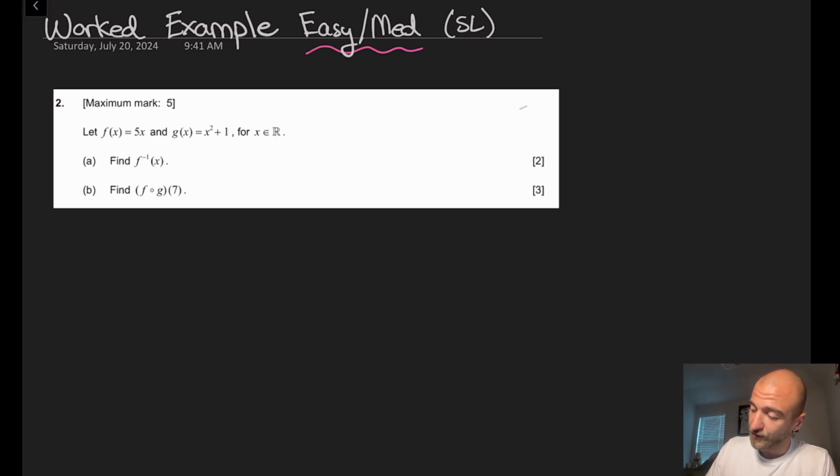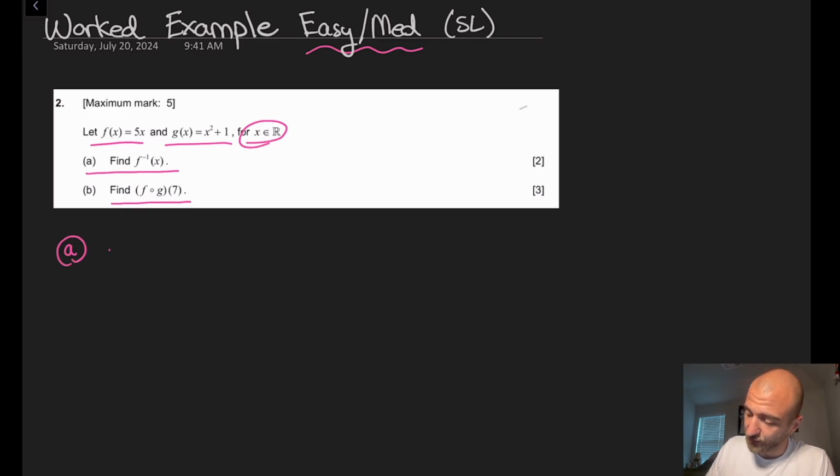We have two functions. f of x is equal to 5x, and g of x is x plus 1, where they tell us specifically that the domain of x includes all real numbers. We have two questions. First, we need to find the inverse. Then we need to find the composite function and evaluate it at a certain number. Parts A and B are independent of each other, so we can handle one, then the other, no problem. So let's start with part A.